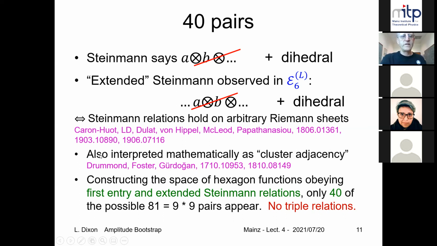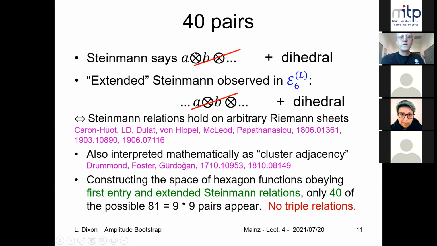I should say these relations have also been interpreted mathematically in terms of cluster algebras and certain adjacency properties. That was worked out by Drummond, Foster, and Gürdoğan, and there have been a number of additional papers investigating this, both for the 6-point case, 7-point case, and beyond.